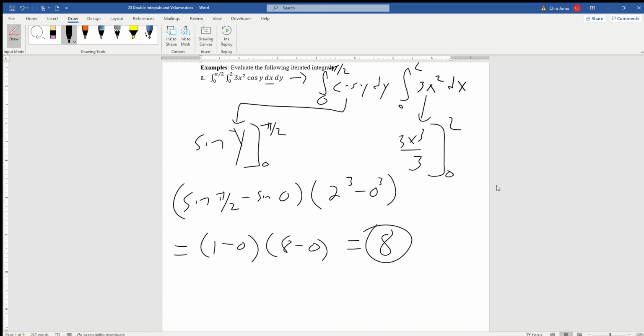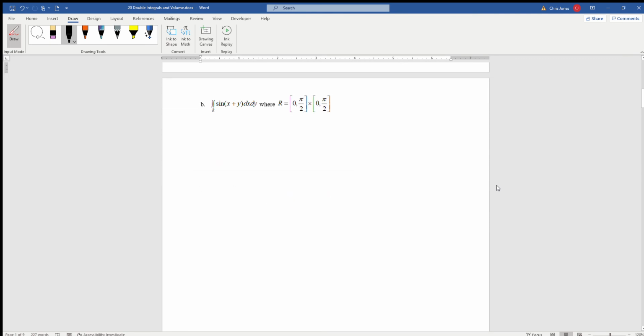Now they're not always that easy. A second example. Now this is a function that we can't break apart initially.